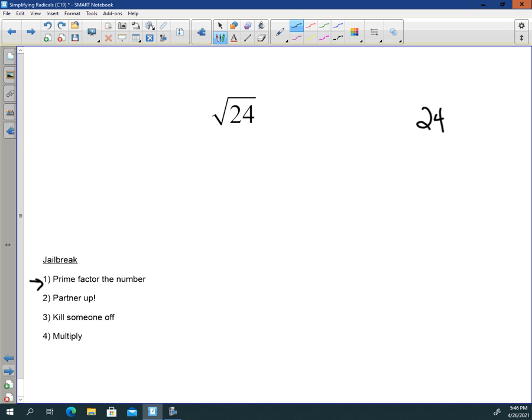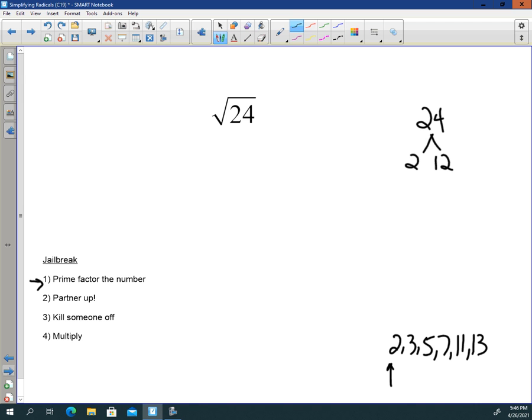That's the smallest prime number. 2, 3, 5, 7, 11, and 13 are the prime numbers that we're usually going to use for this process. I like to start with the first one, 2, and see if it goes into the number that I'm trying to prime factor. And it turns out 2 does go into 24 12 times. 2 times 12 is 24.